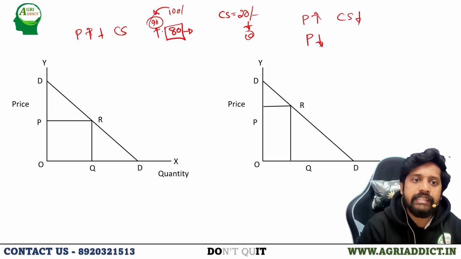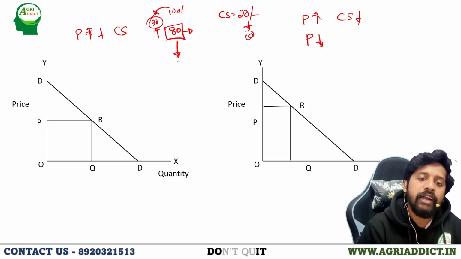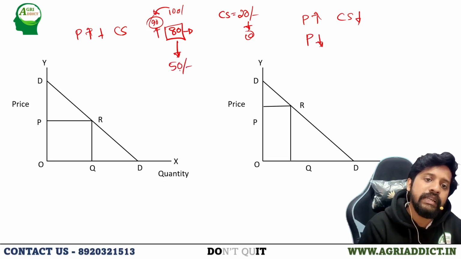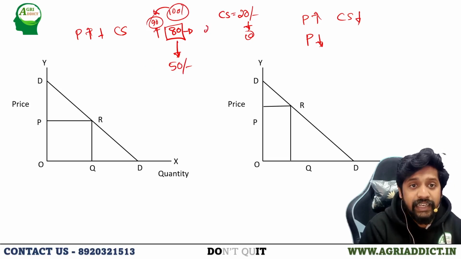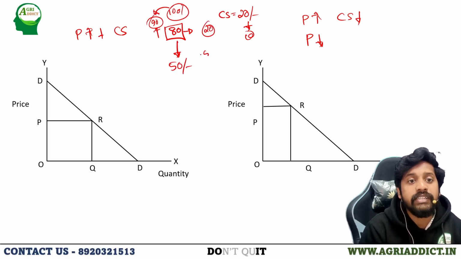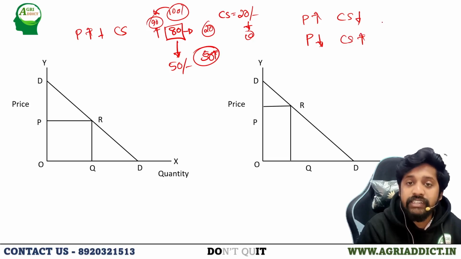Likewise, when price decreases, if the mango that was 80 rupees is available at 50 rupees in the market and I was ready to pay 100 rupees, my consumer surplus increases, right? Here it was 20 rupees, now my consumer surplus is 50 rupees. So when price decreases, consumer surplus increases. So there is an inverse relationship between price and consumer surplus, that is, price is inversely proportional to consumer surplus, we can say.